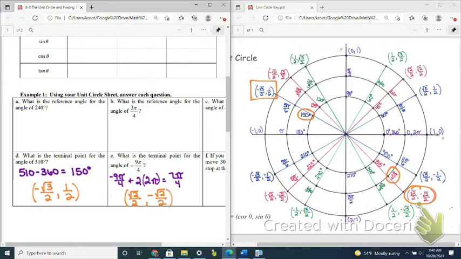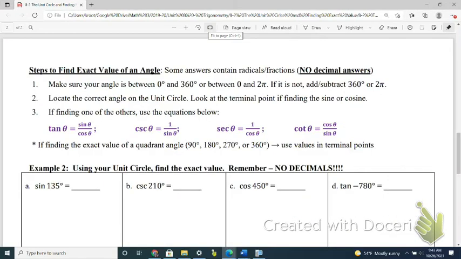So let's take a look at the back side. We're going to use our unit circle along with some other information to find values that aren't on my unit circle, but I can find them that way. So first, let's go over the new information. Steps to find the exact value of an angle. Some answers contain radicals. No fractions or decimals. If you give me decimals, it's going to be wrong. Everything must be exact values.